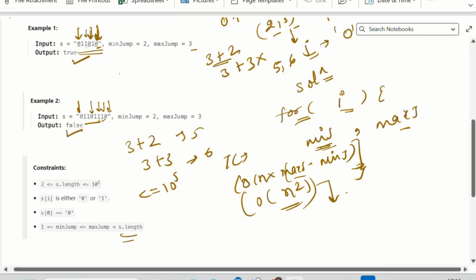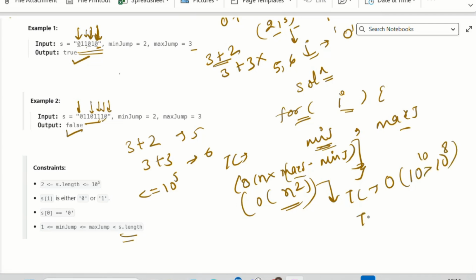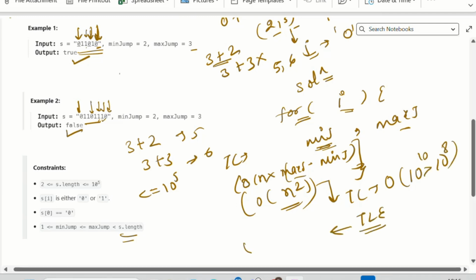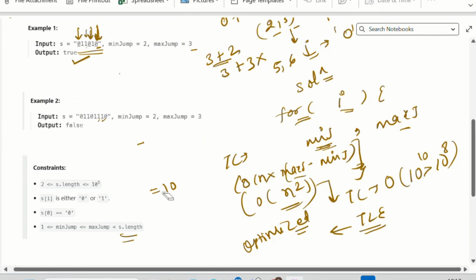So if we look at the time complexity, it will be 10 to the power 10, which is greater than 10 to the power 8. So we will get TLE in this case. So we need to find some optimized approach to solve this question. So what can we see from this example to find the optimized approach?